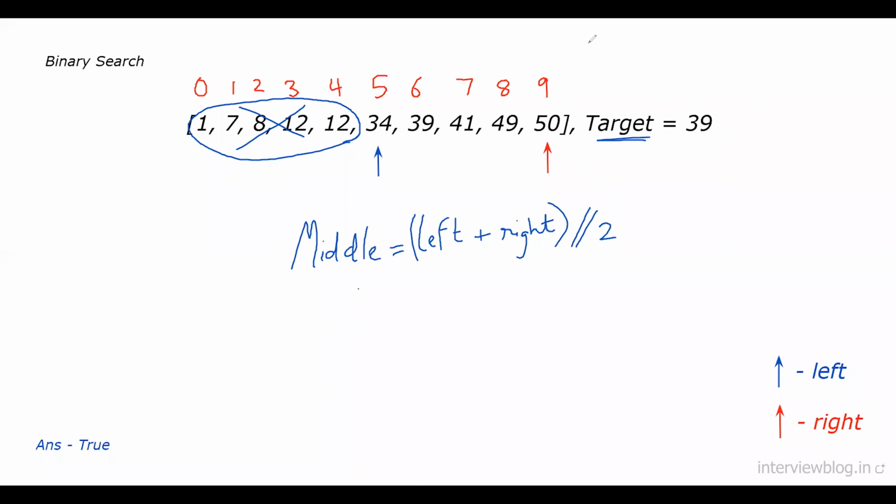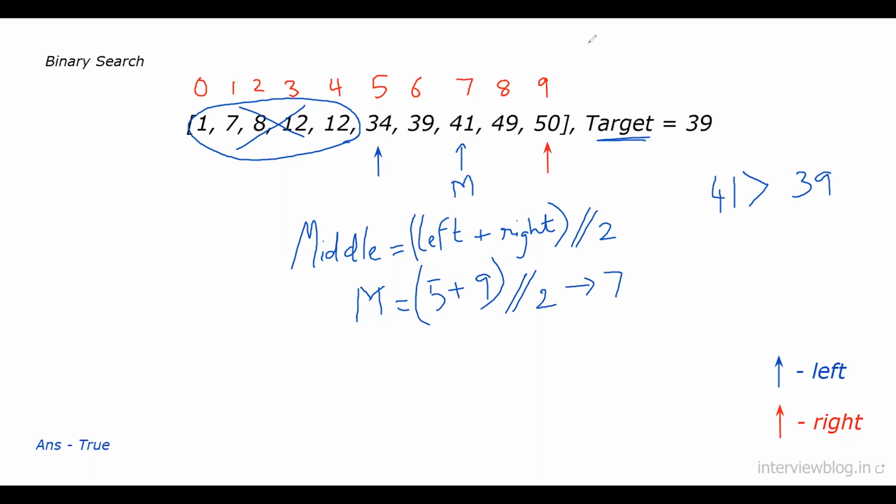So now we will again recalculate our middle index, and our left index is now 5 and our right index is now 9. When it's rounded and divided by 2, we will get 7. So now our middle index points to the 7th index of the given input array. Now we will compare the element that is present in the 7th index, which is 41, to our target value, which is 39. Now we can find that our element in the middle index is greater than the target value, and so we will never find our target in this part of our given input array. Hence, we can eliminate this part.